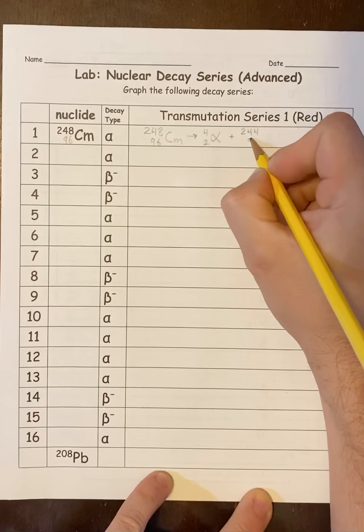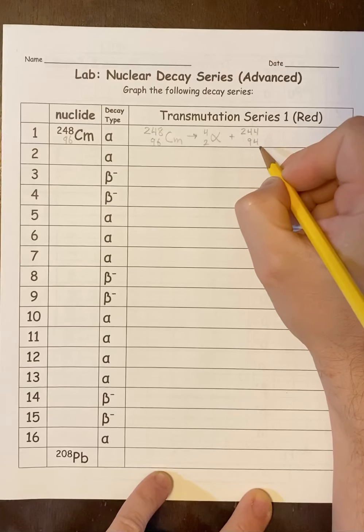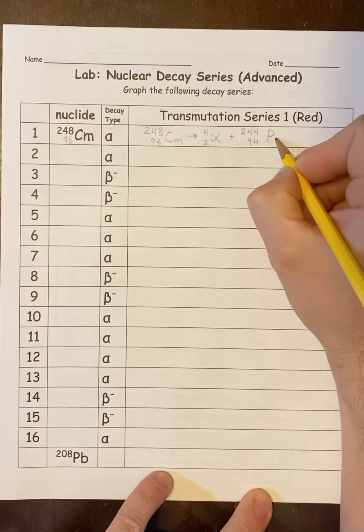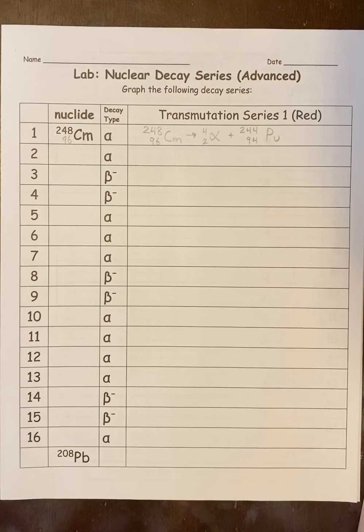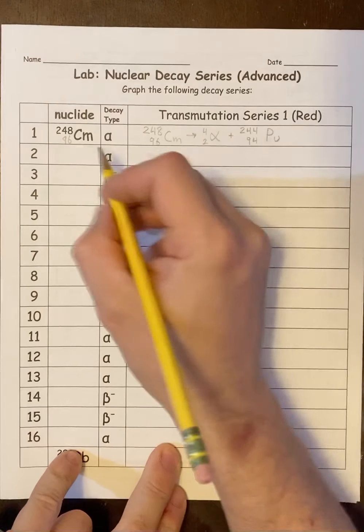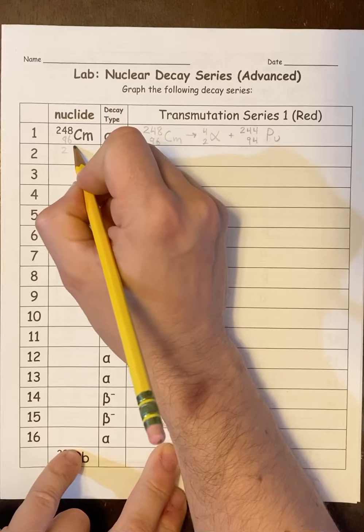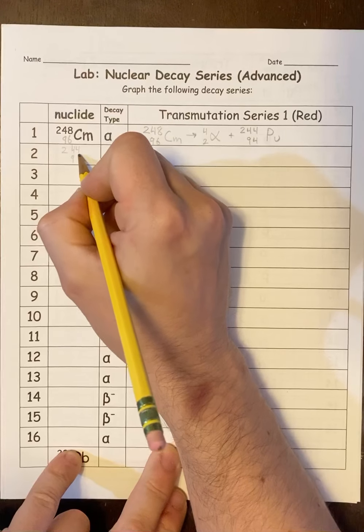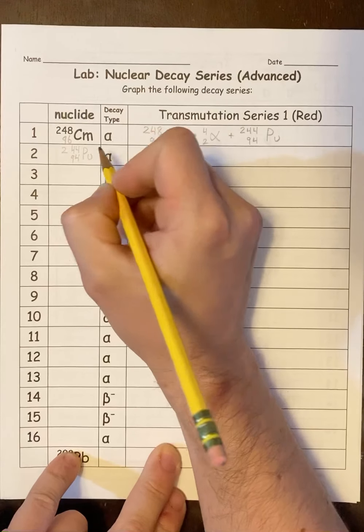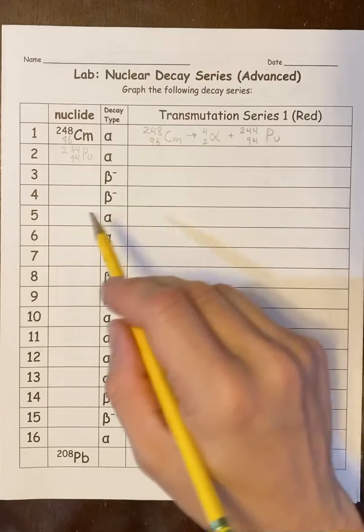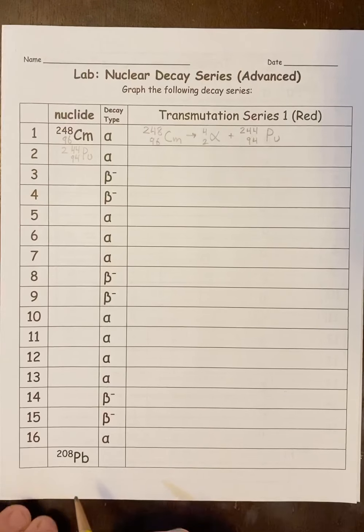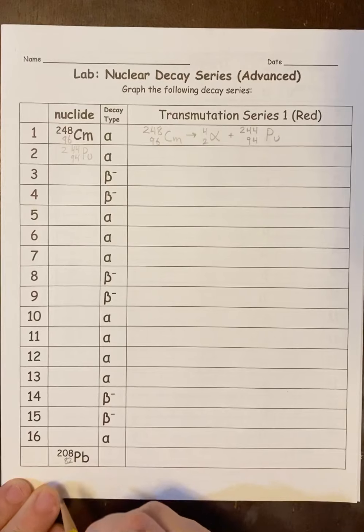244, 94, which is plutonium or Pu. And that's all you're doing. And then you're going to take this and put it down here. 2. And that's all you're going to do. And you're going to keep doing that until you get down to PB, which is 82 and 208.